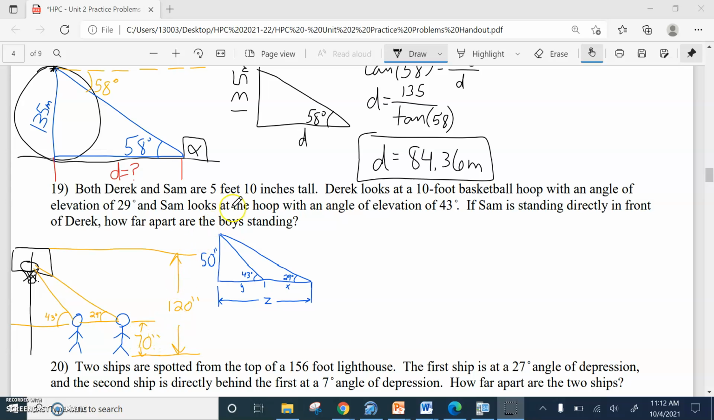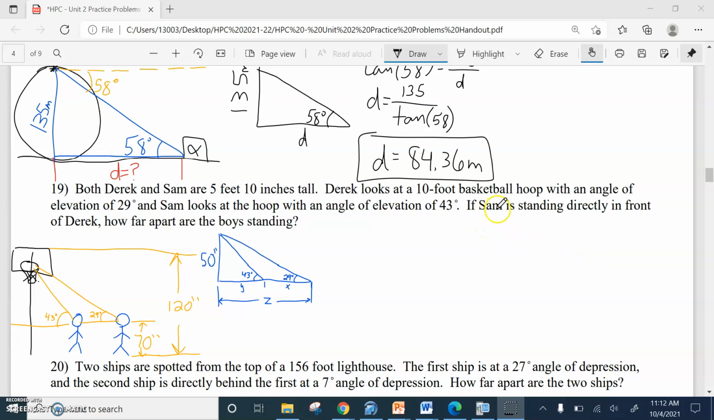One thing I will caution you of is people have been asking me about how do we do this problem when it's given in 5 feet, 10 inches, and then 10 feet. Well, if you want to make life easier, turn everything back into inches. And what we find is 5 feet, 10 inches is really 70 inches. 10-foot hoop is 120 inches. Now we have two nice round numbers.